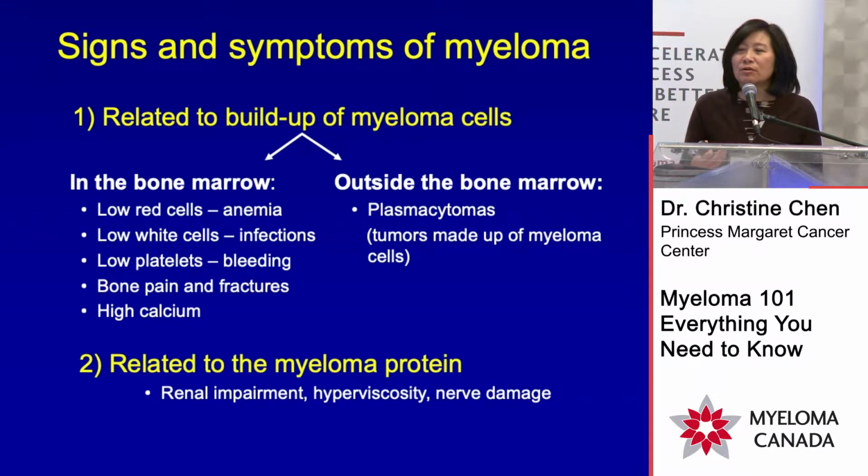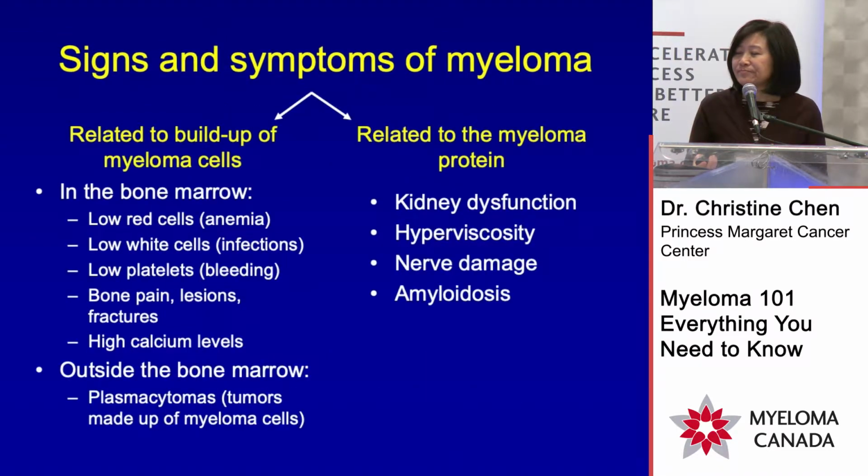Outside of the bone marrow, on occasion, patients will have lumps of myeloma that grow. We refer to that as plasmacytomas, and they can develop in any site. And I'll talk a bit more about that later. And then down to the symptoms related to the myeloma protein. Again, I'll refer to this later, but it can impact the kidneys and cause other damage.